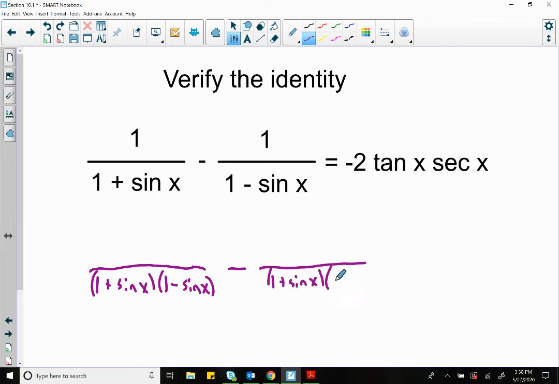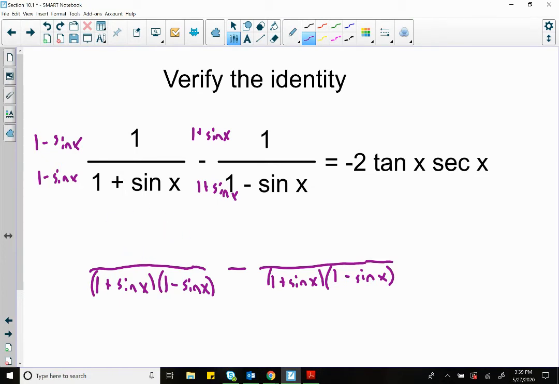Okay? This is just like adding and subtracting rational functions that you learned in intermediate and performed in college algebra. So here's my denominator. Here's what I need. So I'm missing 1 minus sine x. 1 minus sine x. Here's my denominator. Here's what I need. I'm missing 1 plus sine x. 1 plus sine x. Okay?